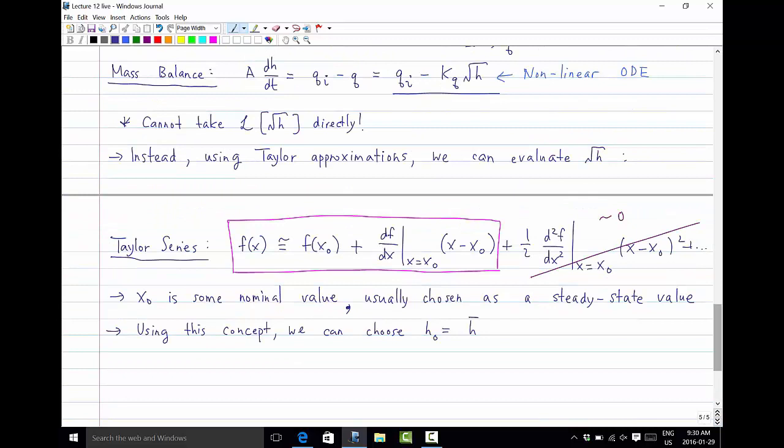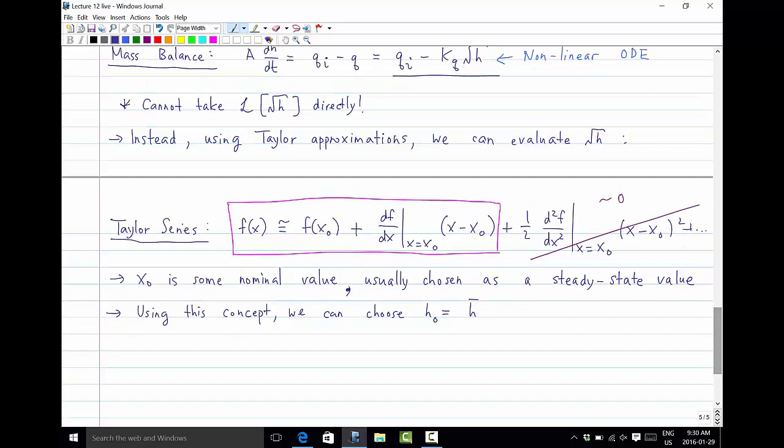The Taylor series states that the value of a function equals the value of the function taken at a nominal value plus the first, second, all the way up to the nth order derivatives multiplied by the difference between the value of the variable itself and the nominal value. We can ignore all the higher order terms and simply keep the first order term. We normally choose the nominal value as the steady state value. Using this, we can approximate the square root of h using a combination of the nominal values.